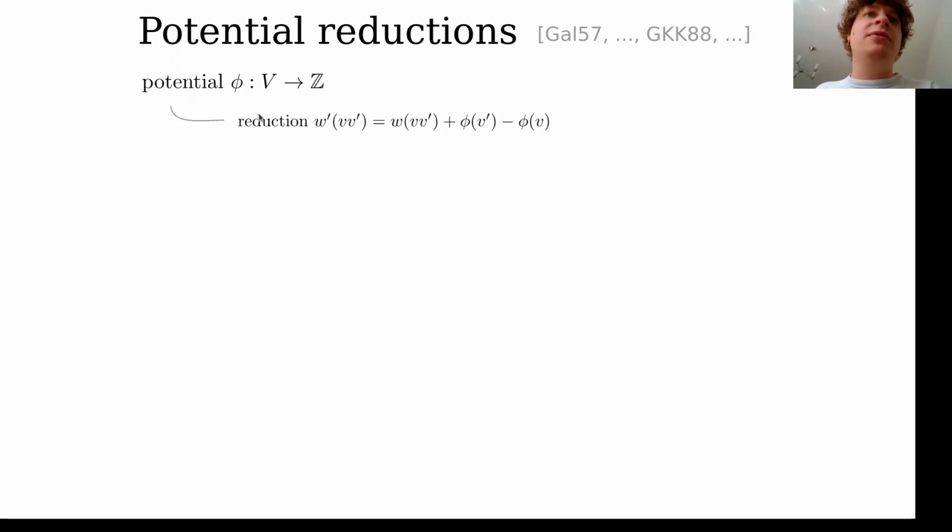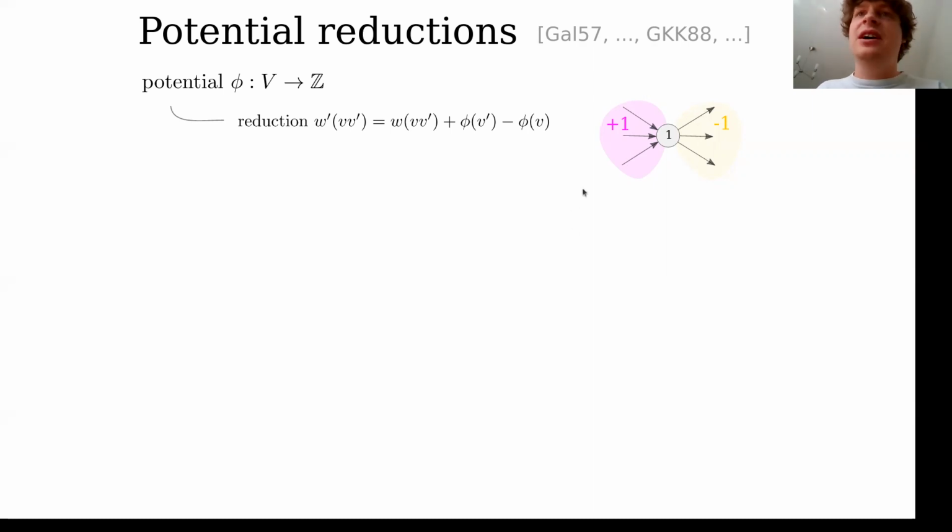And given a potential phi, we have a game reduction where we keep the same graph structure, but we just change the value of each weight as follows. The new weight of an edge from V to V prime is just the previous weight, and we add the potential at V prime, and we subtract the potential at V. So on a drawing, if we have potential 1 on this vertex and 0 elsewhere, then the reduction will add 1 to all ingoing edges and subtract 1 for all outgoing edges.